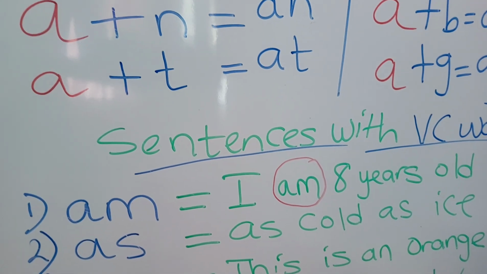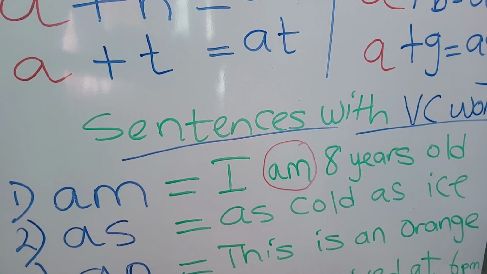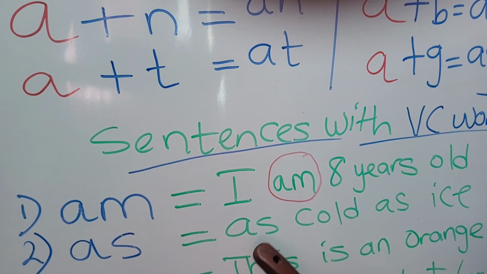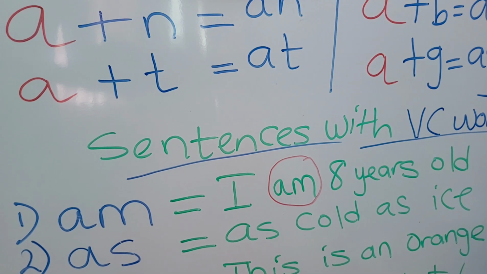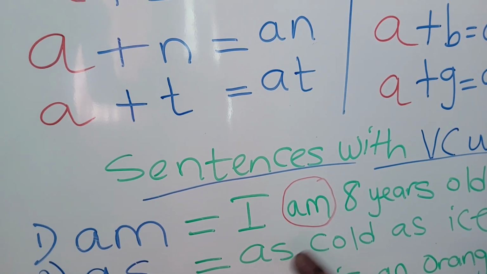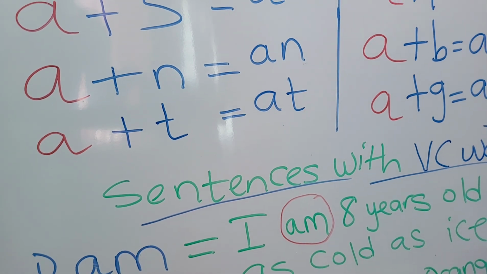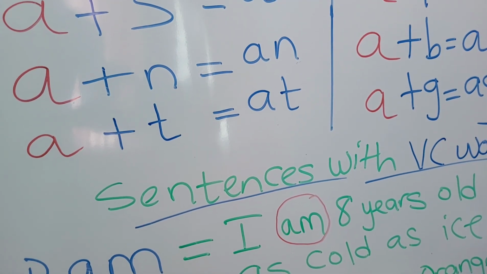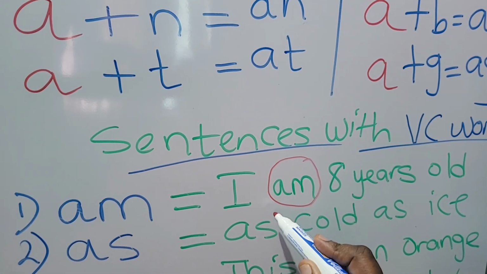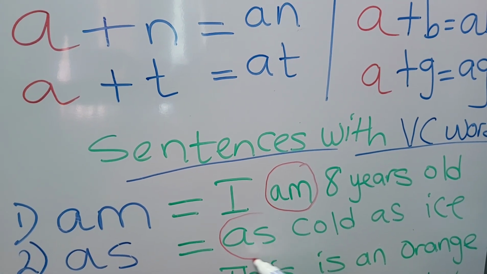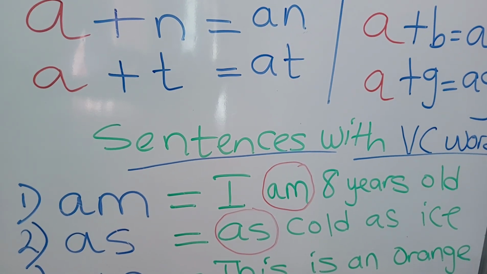Let's go to the next VC word. As. Again, as. And let's read our sentence we have formed. As cold as ice. Again, as cold as ice. Now, let's look at the sentence keenly and circle our next VC word. We have as. So our next VC word is as.